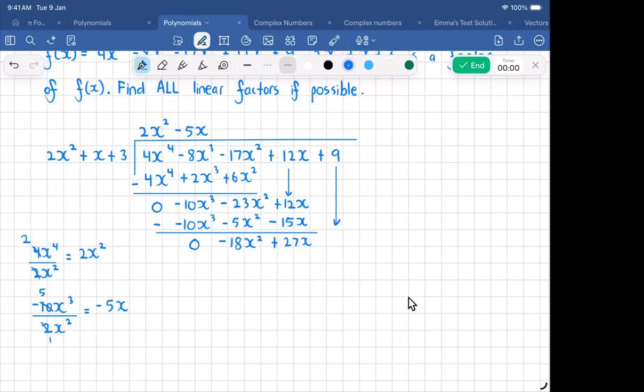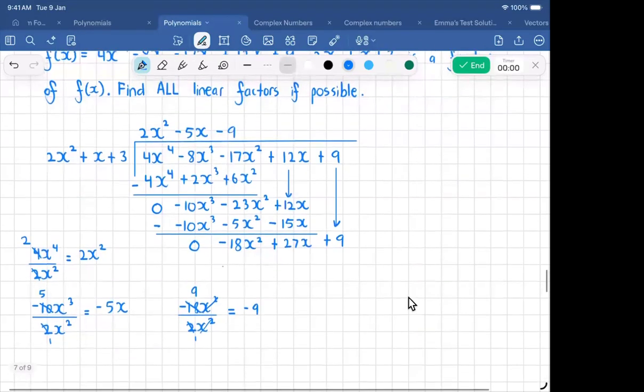Right, I'm going to speed up here. So that's going to be minus 18x squared all over 2x squared. 2 into 2 is 1. 2 into 18 is 9. The x squared and the x squared would cancel off. So that's going to leave you with what? Negative 9. I'm going to put in negative 9 here. Negative 9 by 2x squared is negative 18x squared.